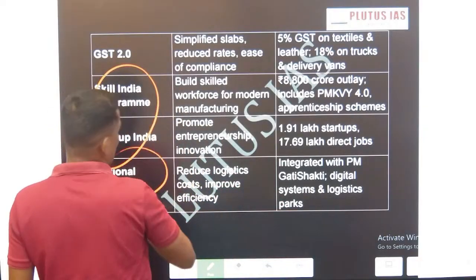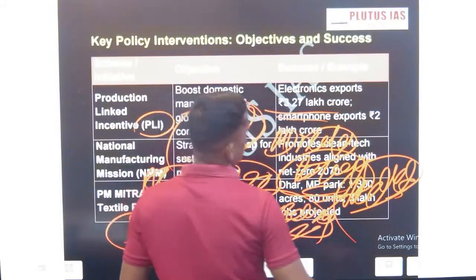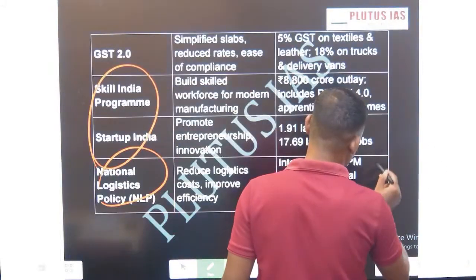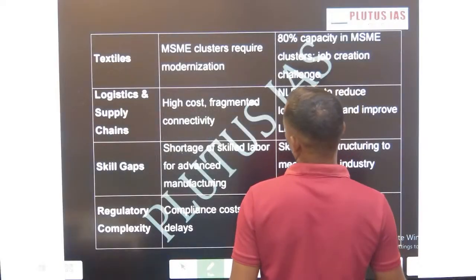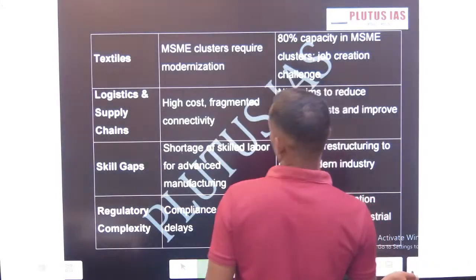You can go through the GST 2 reforms and everything. The schemes, key policy initiatives, objectives and their success stories. Do mention the examples, because examples matter a lot. Now we are going to discuss what exactly the challenges are.